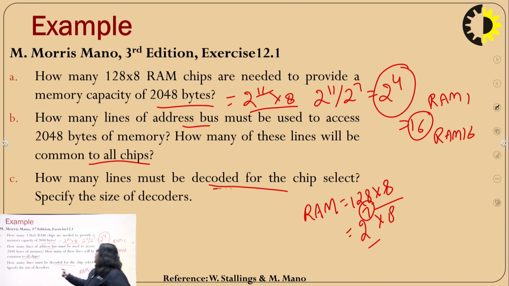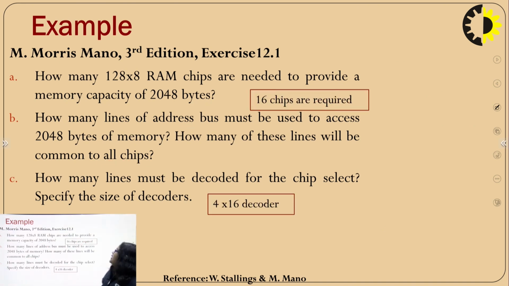Now, how many lines must be decoded for the chip select? How many lines do we have to design for the chip select? Because we have 16 RAMs, there are 4 lines required to decode the chip select. And what is the size of the decoder? This is 4:16, because we have 16 RAM chips and the decoded address lines are 4, so it is 4 to 16. So the answer to the question is: these are the 16 chips, 4:16 decoder size.